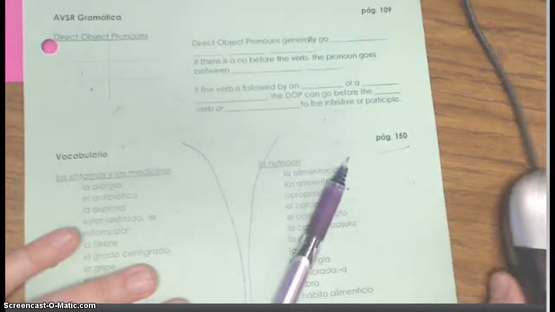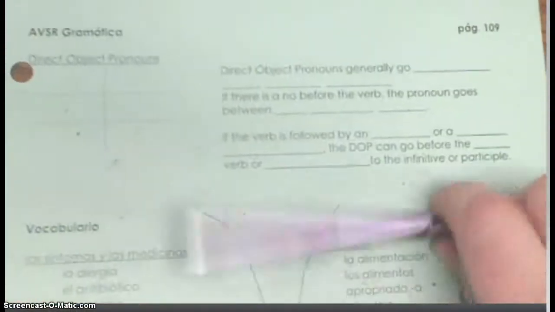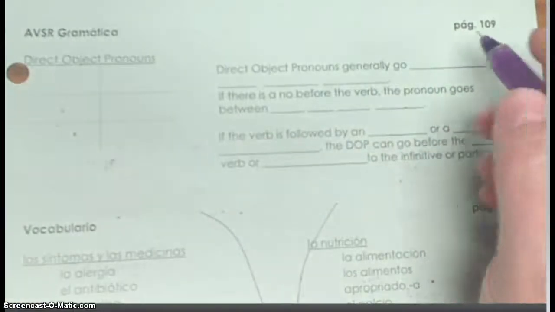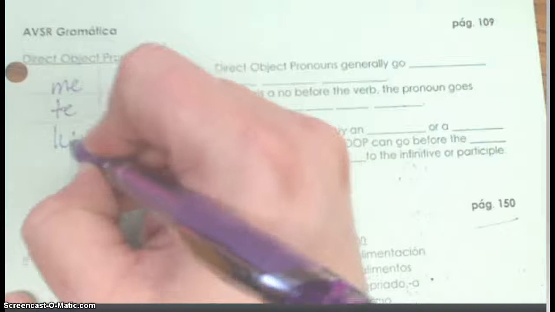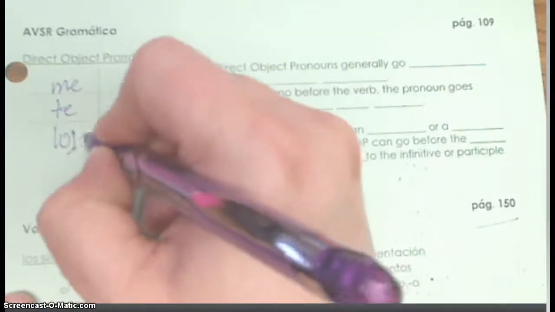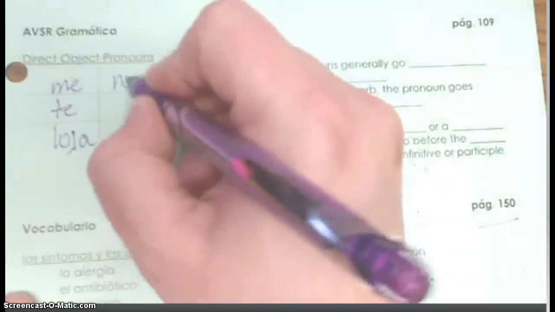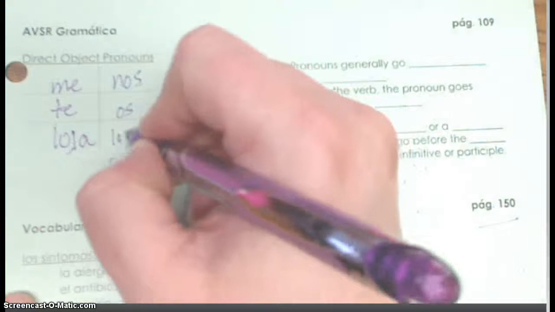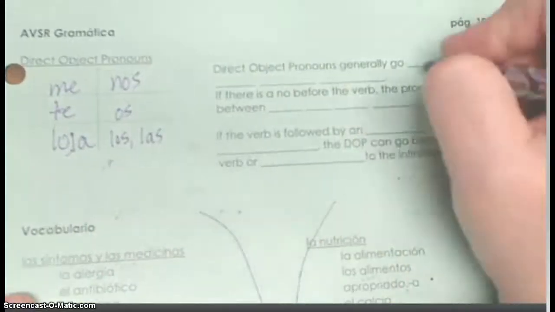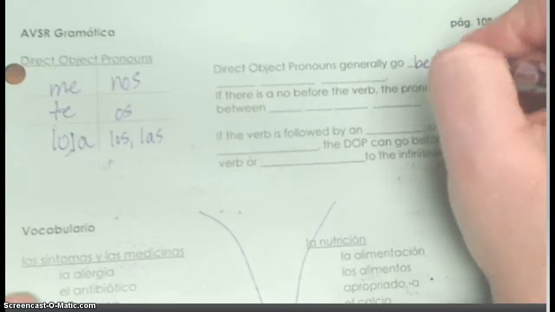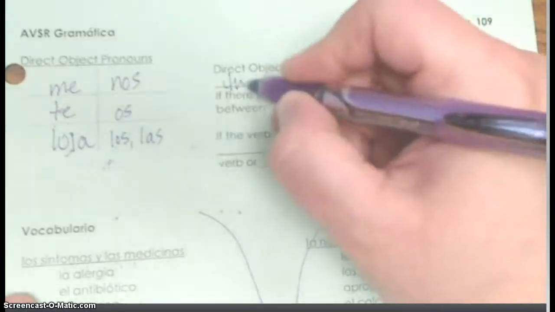Alright, so let's talk about direct object pronouns. For those of you who have taken Spanish 2G, you are probably a little bit more familiar with this, but everybody did study it. So we've got me, te, lo, la, nos, os, los, las. And then I've got direct object pronouns generally go before the main verb.